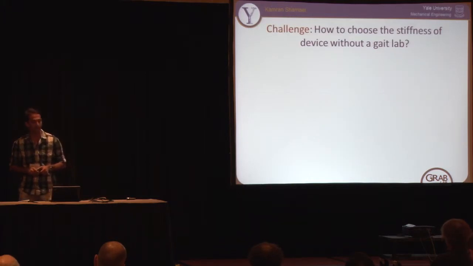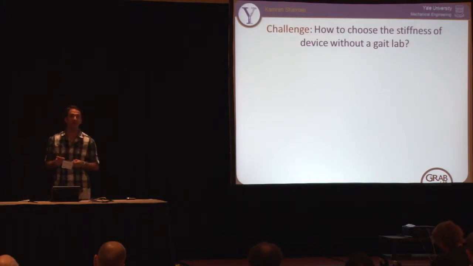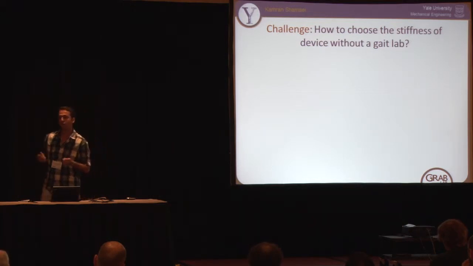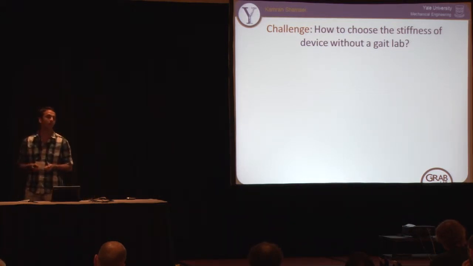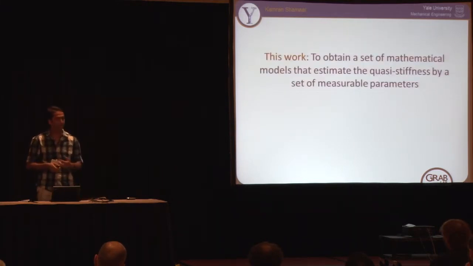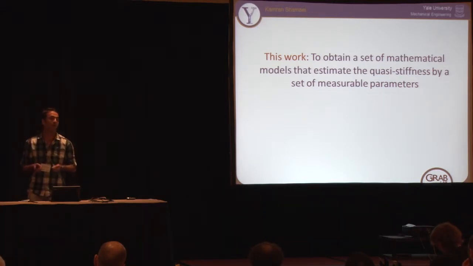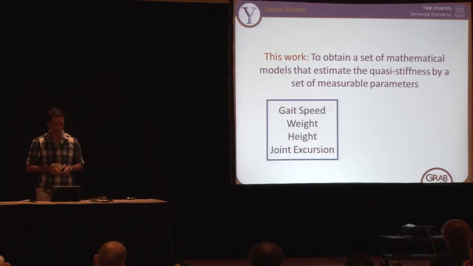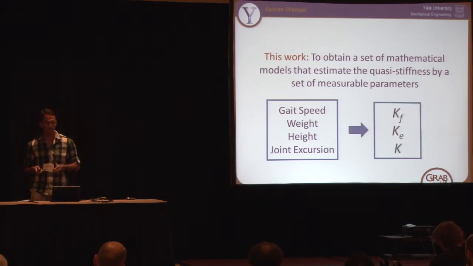But for a specific gait, if we have the moment and angle data of that subject, we can calculate the quasi-stiffnesses for that subject. But usually the design centers don't have gait lab data, and also the patient cannot walk in a gait lab, even if they have it. So the idea is to have a set of mathematical equations that can give us the quasi-stiffnesses of the knee for a specific subject and under specific gait conditions. In other words, these equations would get a set of measurable parameters like gait speed, weight, height, and joint excursion, and give us the quasi-stiffnesses of the knee.